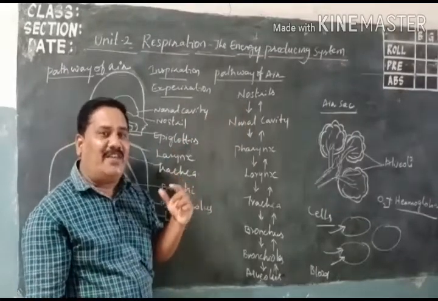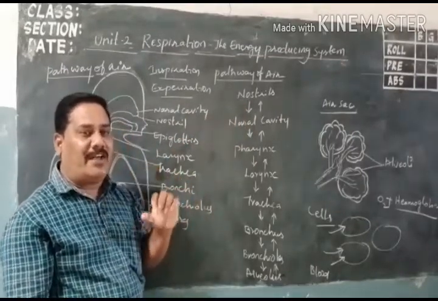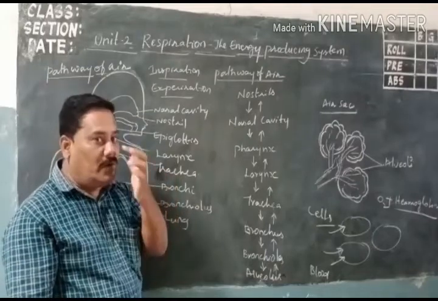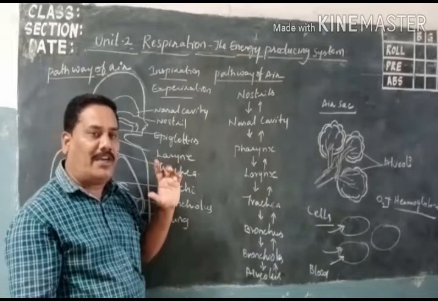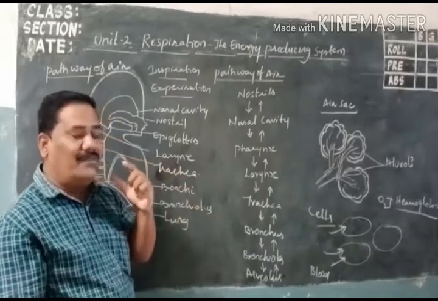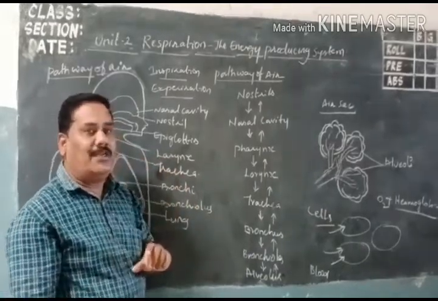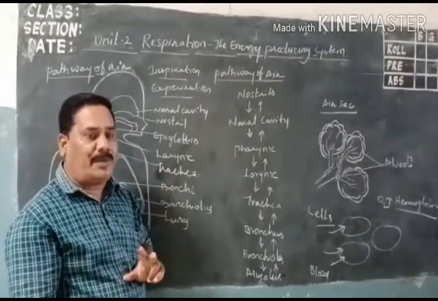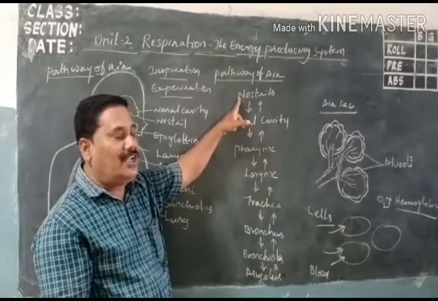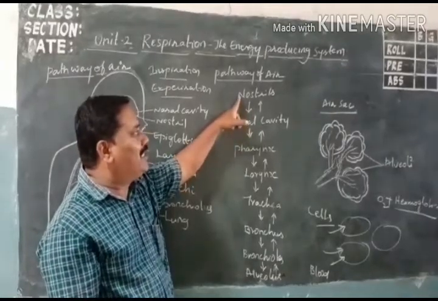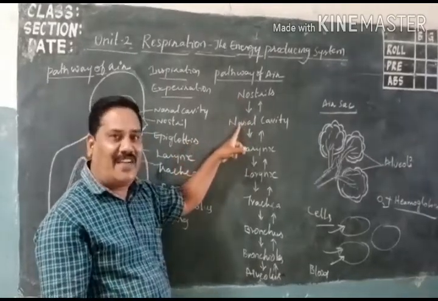In every human being the nose is the external respiratory organ. The nose looks like a pyramid and is made up of cartilage. Each nose has a nostril; two nostrils are present. The air enters into the nostrils, and inside the nostril is the nostril cavity.